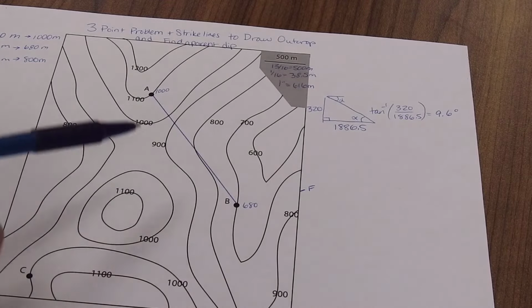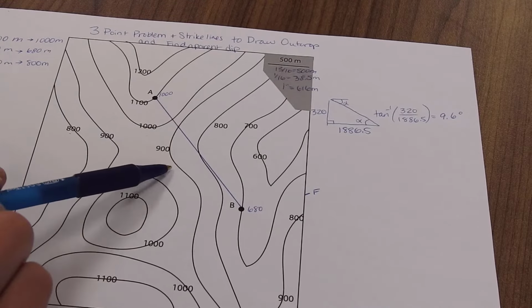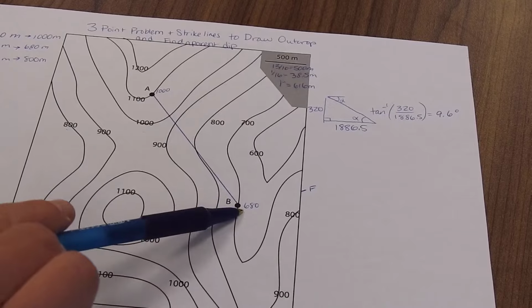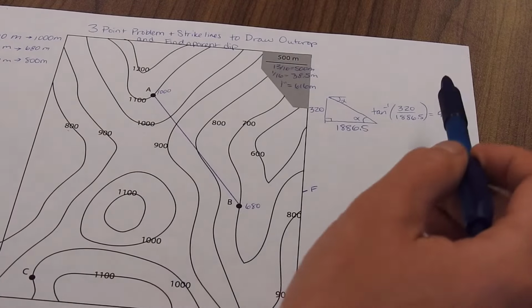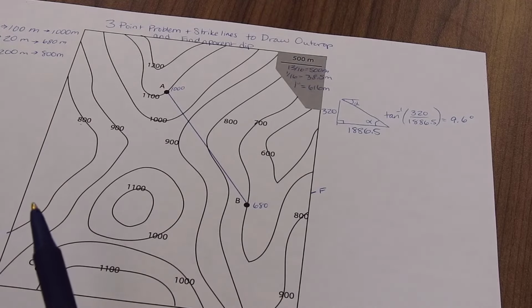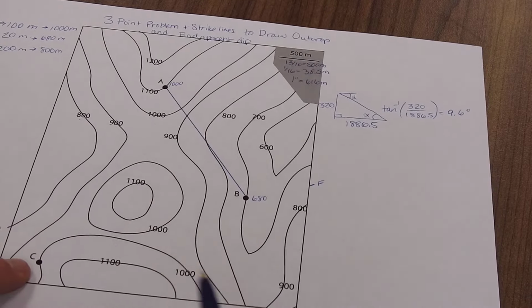So if I were driving my car down a road right here and I were looking at an outcrop oriented in this direction, the dip I would see of the unit would be 9.6 degrees. So let's find the true dip. The way we're going to find true dip is starting with strike. To get strike, we're going to use this point C.